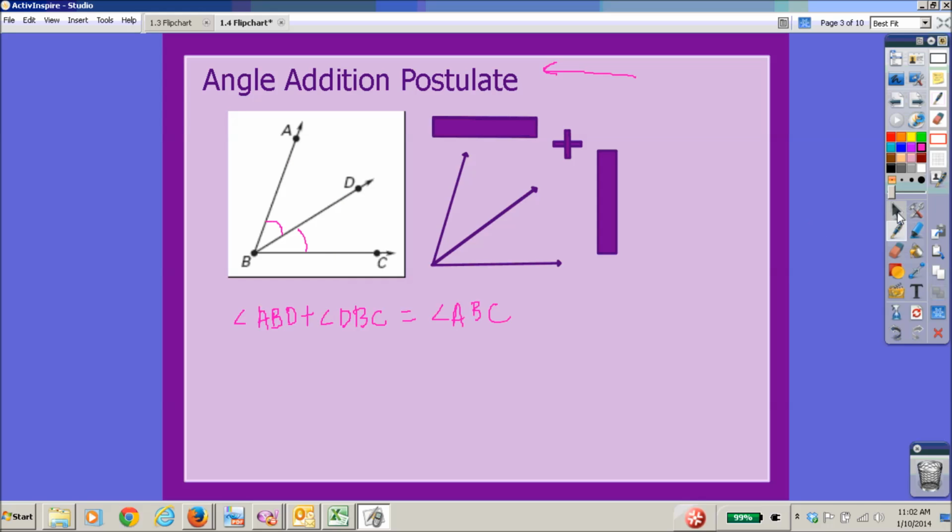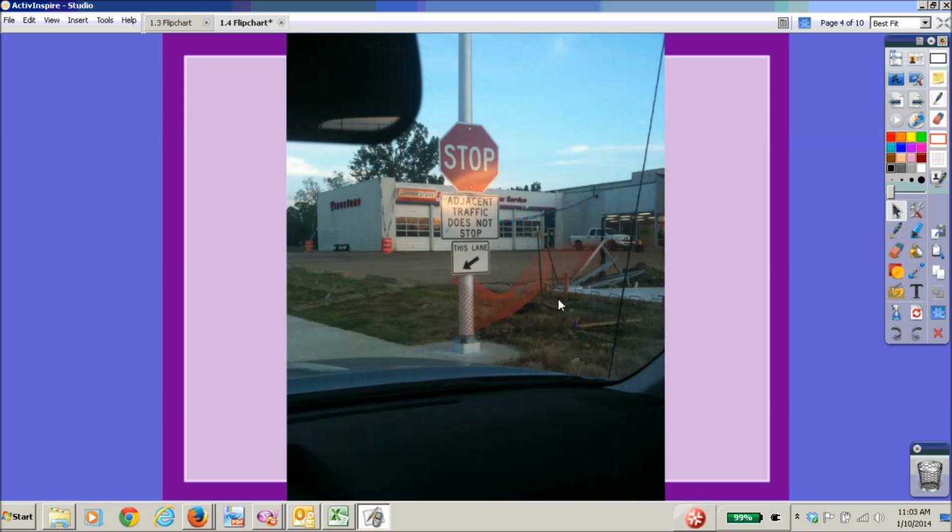So what do we call those two angles when they do share a side? Notice angle ABD and angle DBC share side DB. When they share a side, they're called adjacent angles. So what I want you to think about for a second is, think about a stop sign, it says adjacent traffic does not stop.